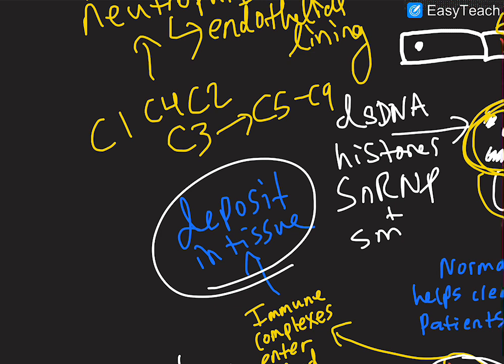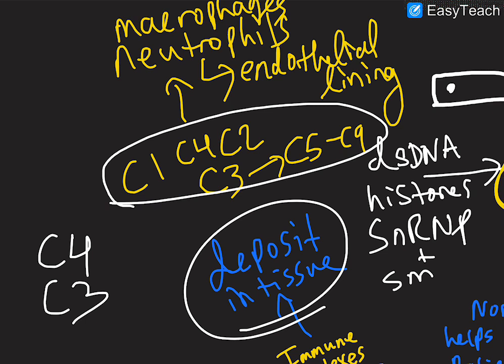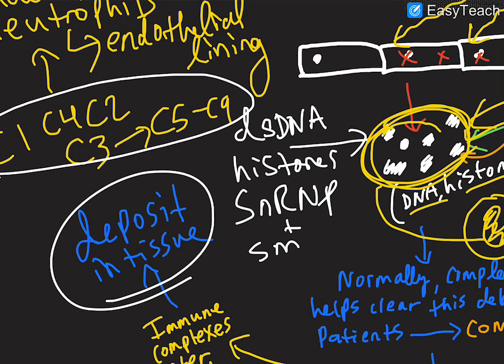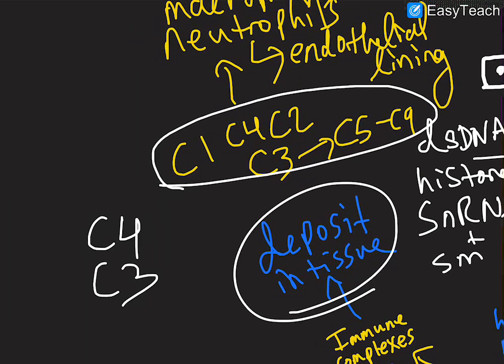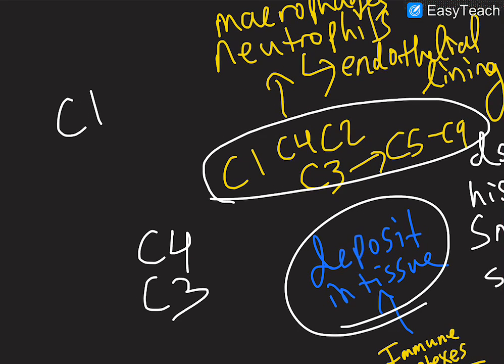We know C5b through C9 forms a membrane attack complex. So what happens is you actually consume a lot of your C4 and C3 because of the excessive activation of complement throughout your body. These antigen-antibody complexes are depositing in various tissues of your body, and once these complexes deposit, it activates the complement system. The complement system starts with C1, remember, especially the classical pathway.